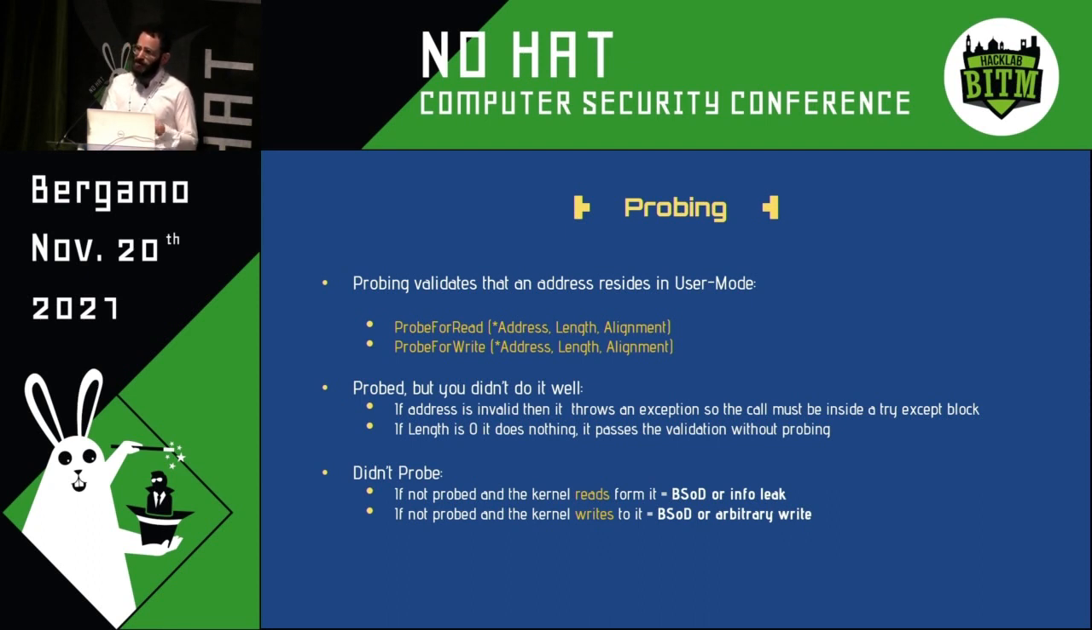If it resides in the kernel space, then it throws an exception. And of course, you must call the probe for read and probe for write operations inside the try except block. But that's OK. You deal with it in your exception handler, and you continue your life. But if you use those functions without an exception handler, and you send the kernel address, then it will, of course, crash the system because it's, again, an uncaught exception in the kernel.